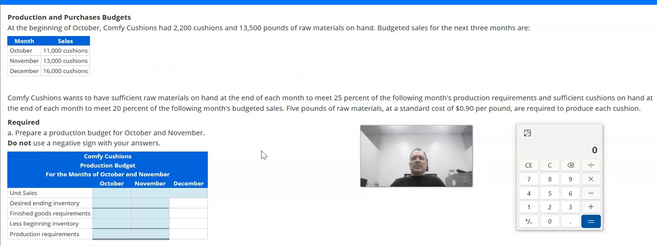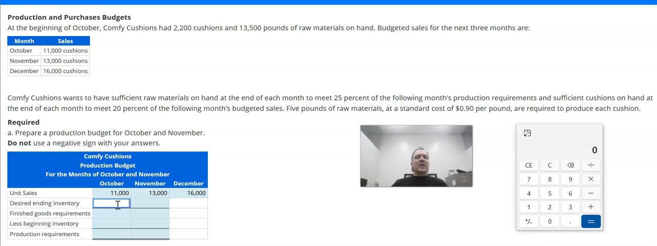5 pounds of raw materials at a standard cost of 90 cents per pound are required to produce each cushion. Okay, so really about the only thing we could screw up in this is getting our 25 and 20% backwards. Unit sales, well, they've given it to us here, so all we're going to have to do is just plug that in. But hey, it's points, right, if we have to do this for real.